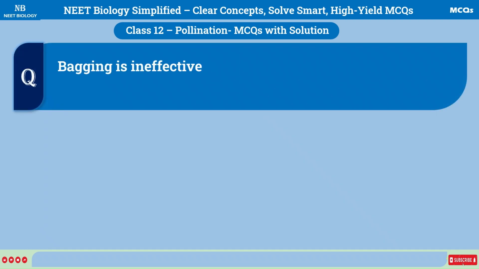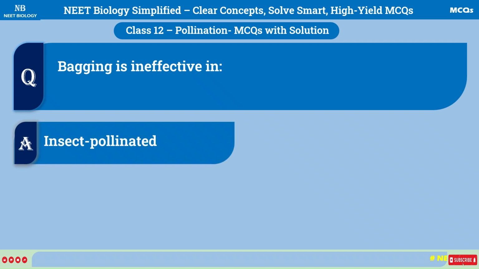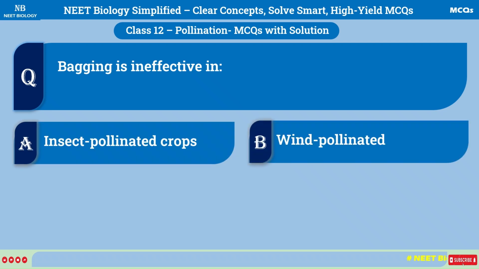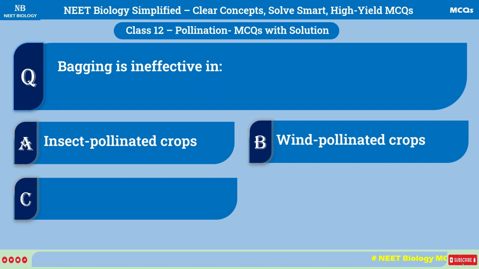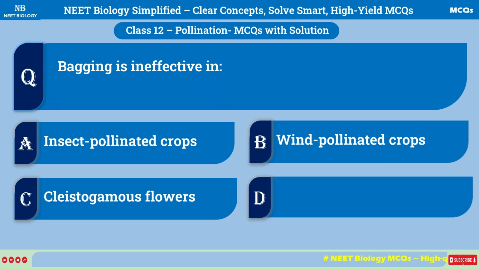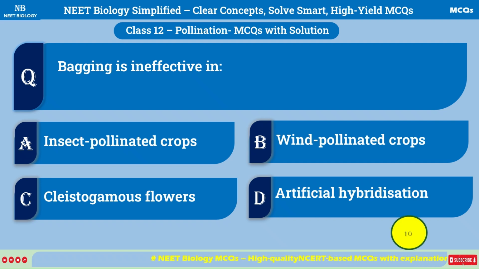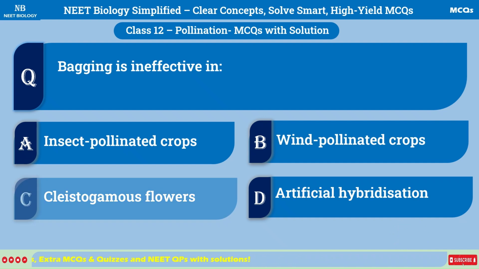Bagging is ineffective in A. Insect-pollinated crops. B. Wind-pollinated crops. C. Cleistogamous flowers. D. Artificial hybridization. Correct answer is C. Cleistogamous flowers.